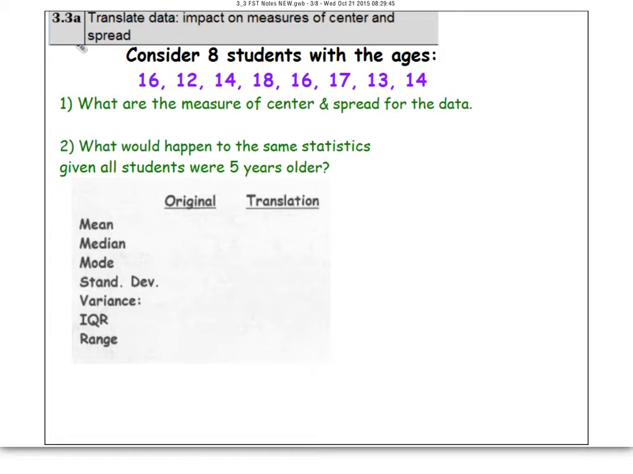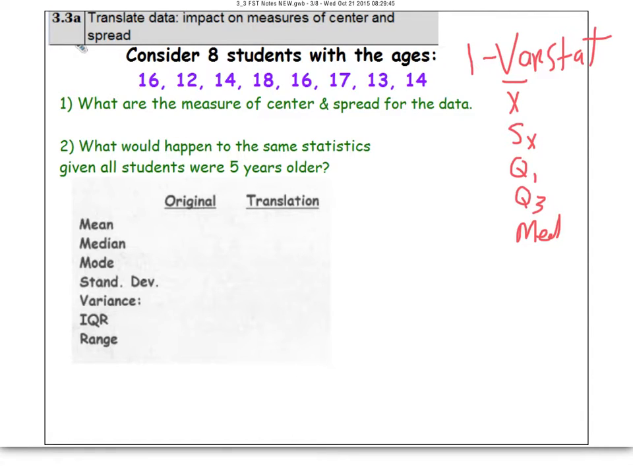So what I'm going to do, remember, we can just go to the graphing calculator. We can do stat edit, and then we would do stat calc, and you're going to do a 1 variable stat, and it's going to kick back for us the x bar, which is the mean. It'll give us the standard deviation, which is our s of x. We're going to get Q1 and Q3, so we can get the IQR. We will also get the median from that, and the max and the min.